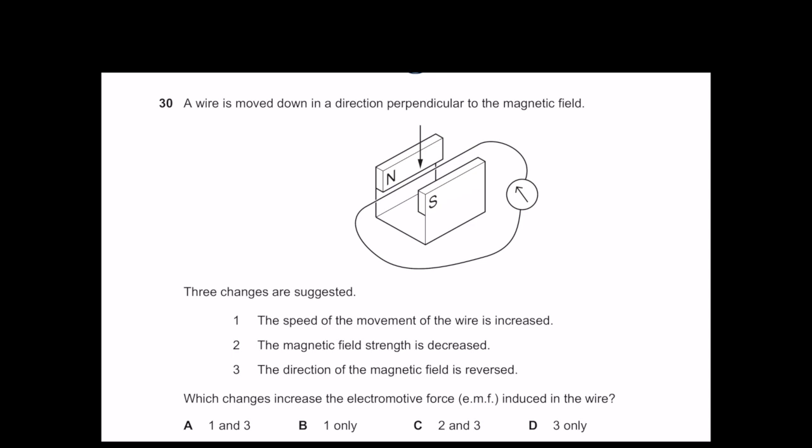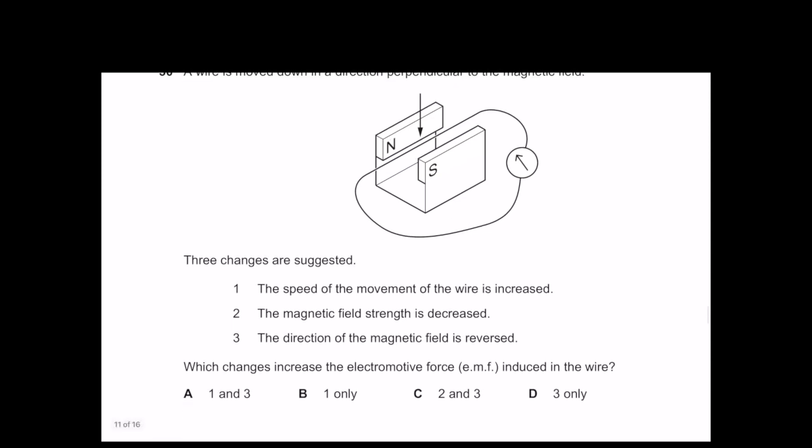So the wire will cut the magnetic field lines, and depending on that, some current will be produced in the wire, or a potential difference will be induced. Three changes are suggested. The speed of movement of the wire is increased. That's fine, it will increase the potential difference and the current. The magnetic field strength is decreased. This will decrease the potential difference induced.